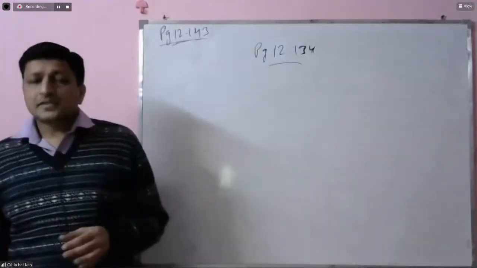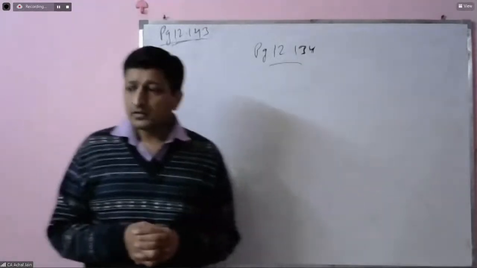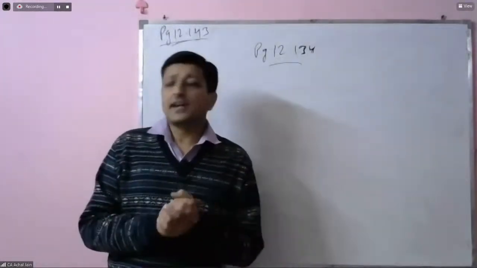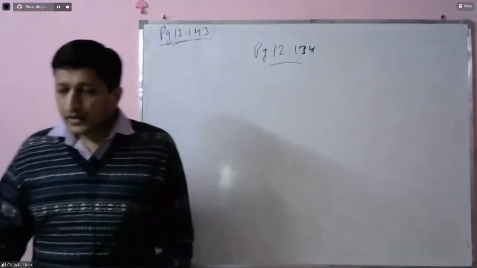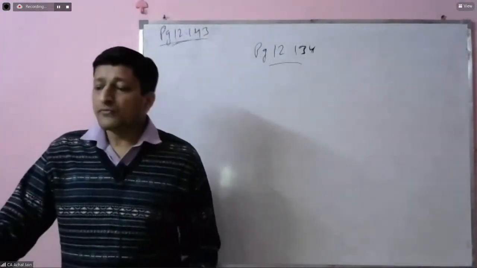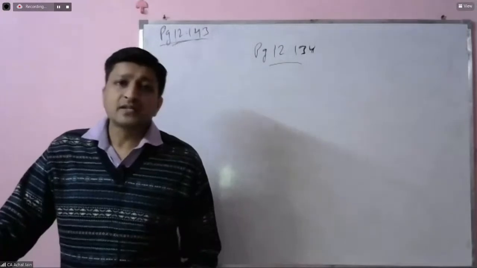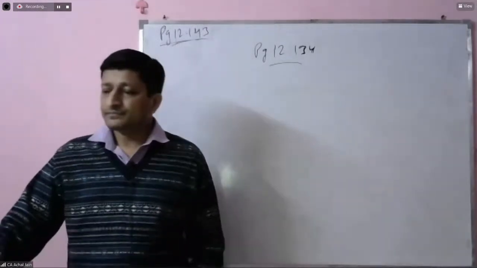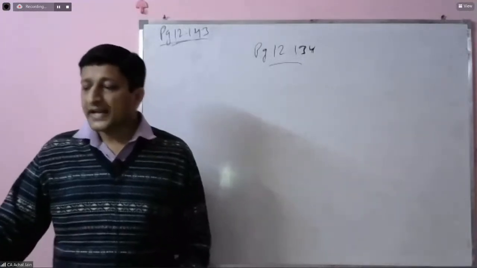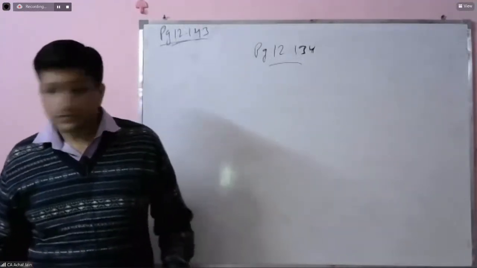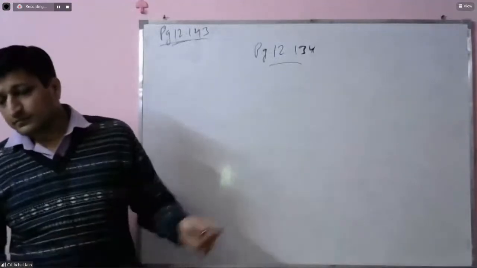Now, in case the hybrid contract is not designated at fair value through P&L, then what do we do? We need to check, can the fair value of the embedded derivative be measured reliably? If yes, measure the embedded derivative and allocate residual to host. So what does it mean?